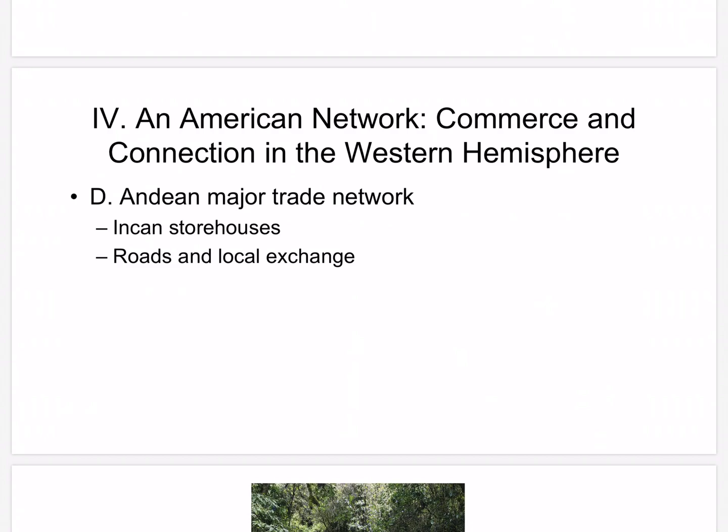And the Inca distributed supplies from great state storehouses. They built approximately 20,000 miles of road, and some local exchange at fairs along the borders of the empire are of note in the Incan Empire.